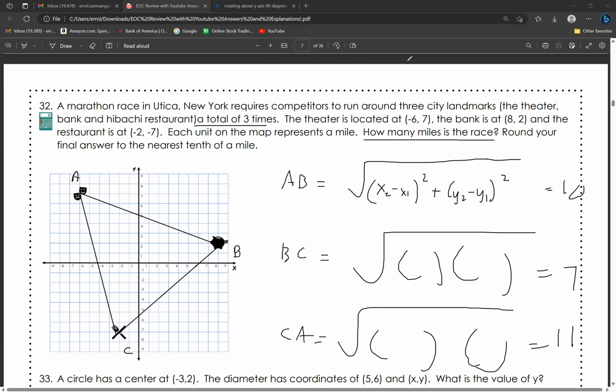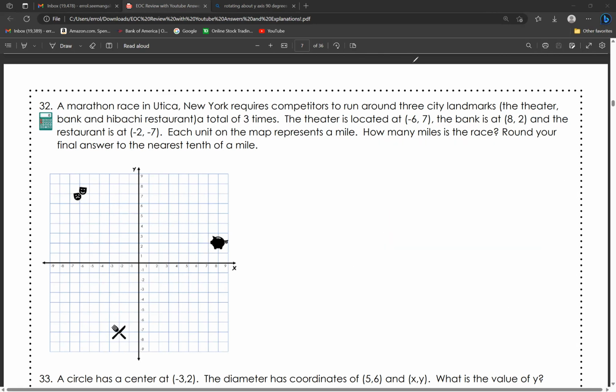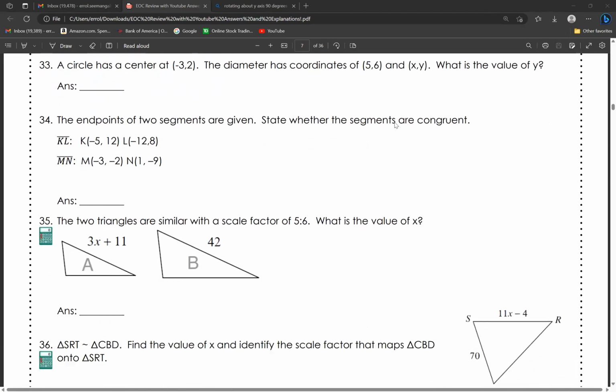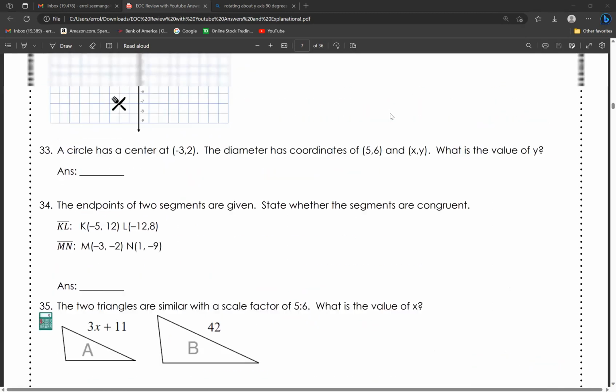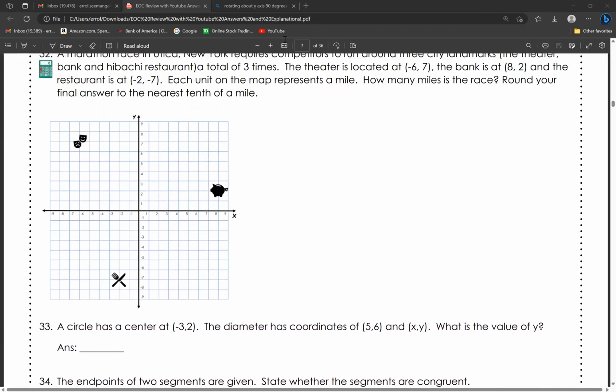All right. Okay, so that was 32. 33: a circle has a center of that, and a diameter has coordinates of that and that. What is the value of y? Okay, for that one, I need to draw a little picture. We'll draw it on the same coordinate plane here. So (-3, 2) is right here, right?